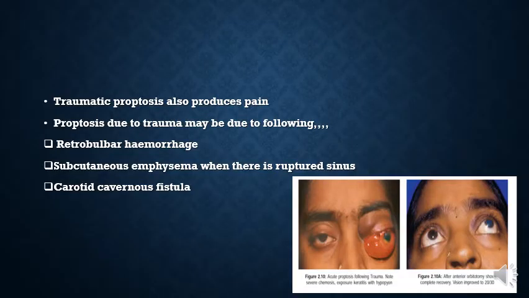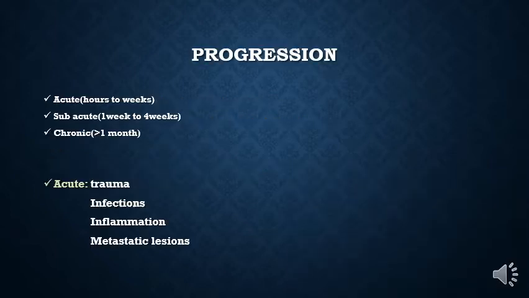Now, trauma also produces proptosis because of three main reasons. First one is the retrobulbar hemorrhage. Next one is the rupture of the sinus, which may produce escape of the air and produces emphysema. This can lead to proptosis. And lastly, carotico-cavernous fistula. It leads to pulsatile proptosis.